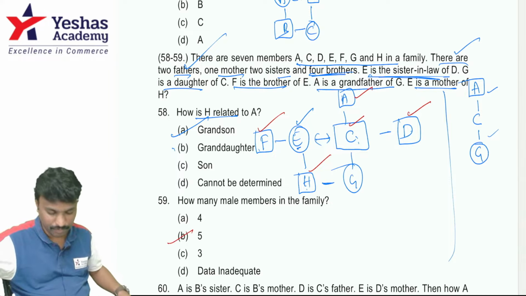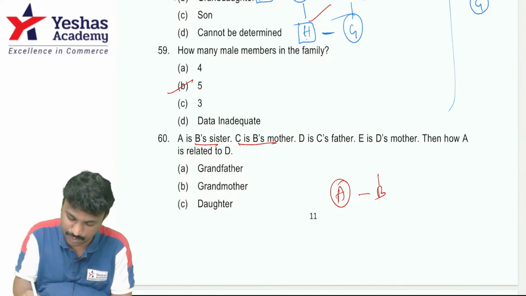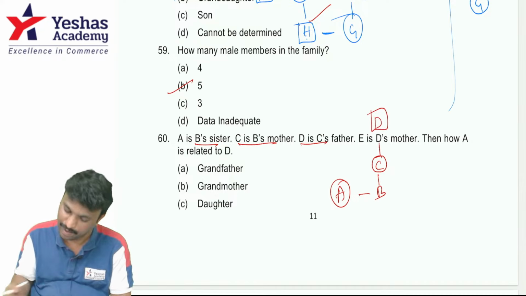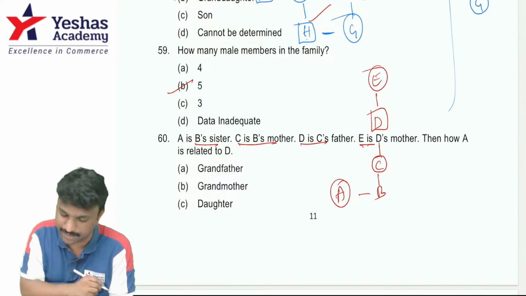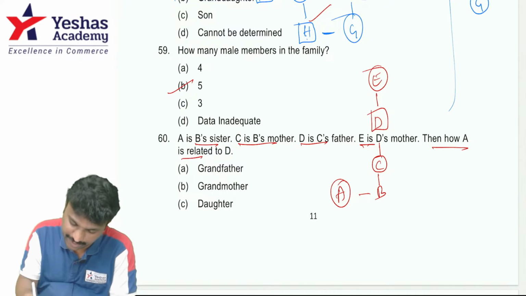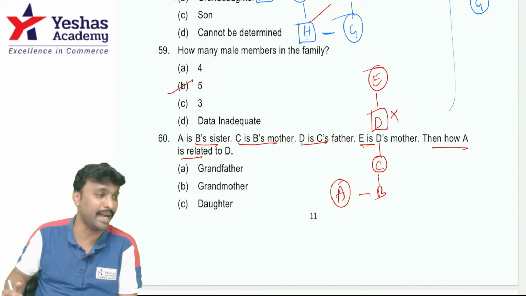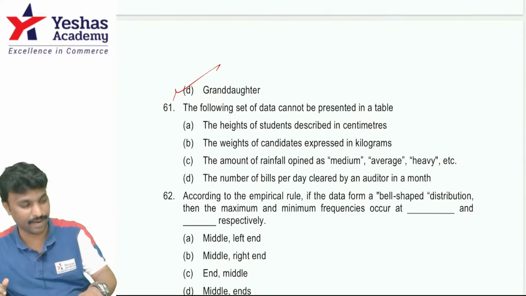A is B's sister. A is a female. C is B's mother, so C should be above B. C is a female. D is C's father, so above C, D. D is a male. E is D's mother, so above D, E is, and E should be a female. Then how is A related to D? To D, where is A? Two generations below. That means granddaughter. Option D is the right answer.